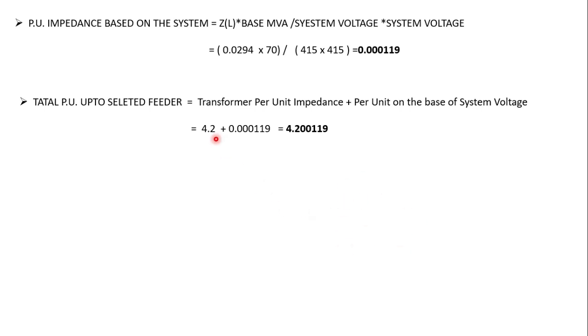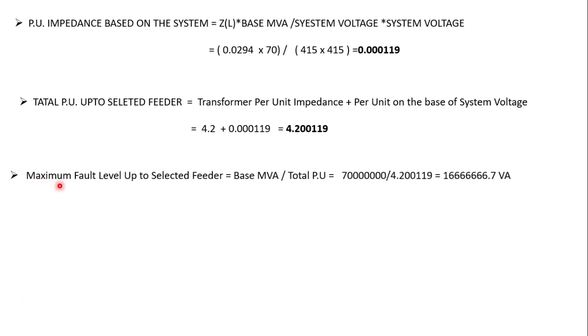After this, let's add up all the total per unit impedance up to the selected feeder, which is the incomer of the ACB. So the transformer per unit impedance plus the per unit impedance on the basis of the system voltage. So 4.2 is the transformer per unit impedance which we have already calculated, and then the per unit on the system, which is this value I have got. So overall, how much is the total per unit impedance? 4.2.